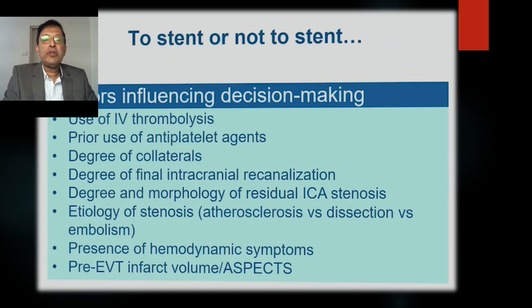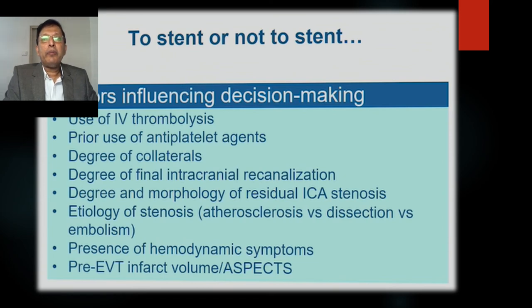Etiology of the stenosis. Atherosclerotic lesions are better stented, whereas dissection can be left alone; it usually heals over a period of time. Presence of hemodynamic symptoms. Suppose you feel that even after opening the MCA, the patient has not improved significantly, and there is a fluctuation of weakness suggesting that opening up the proximal carotid might help, then you can consider stenting.